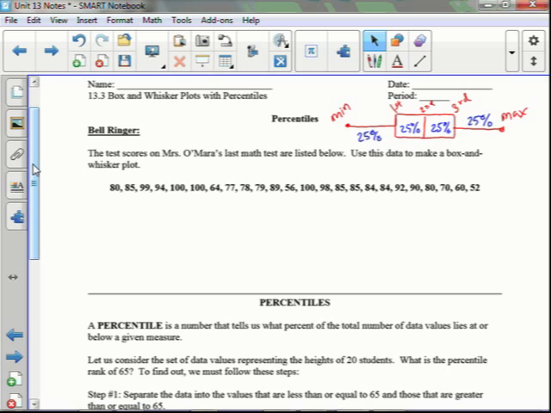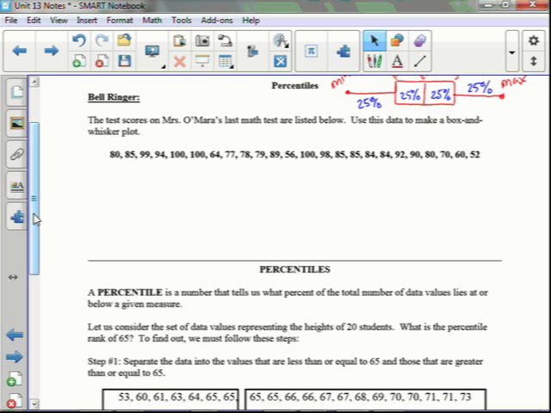So let's get into how we can construct that, because that's one of the things that you need to know. The test scores on Mrs. O'Mara's last math test are listed below. Use this data to make a box and whisker plot. The first thing that you need to do is list the data points in order from the smallest value to the largest value.